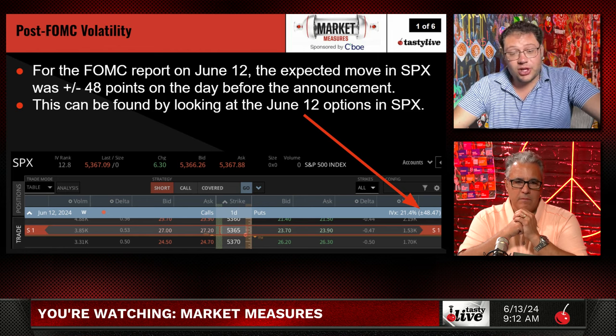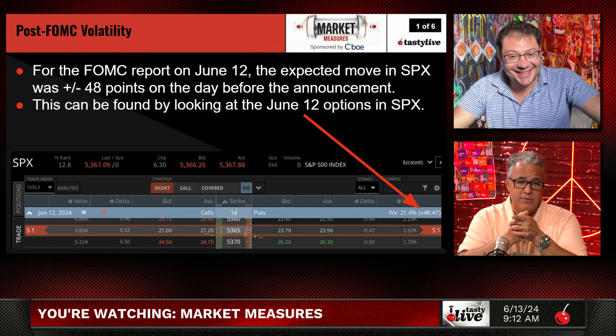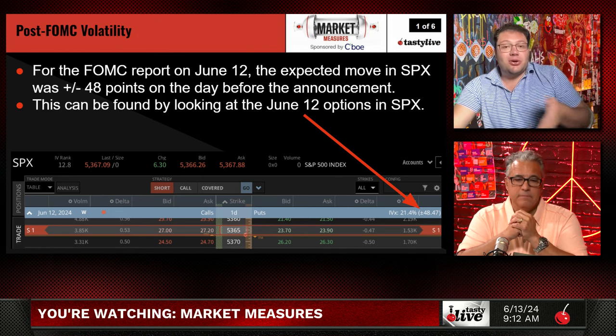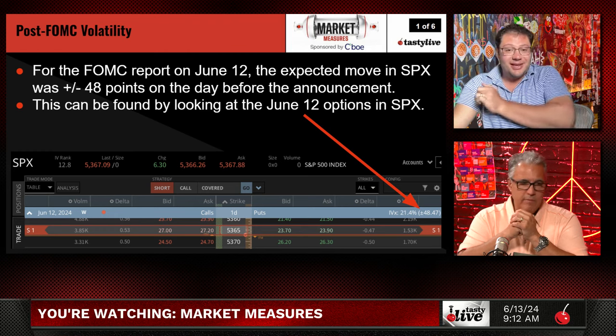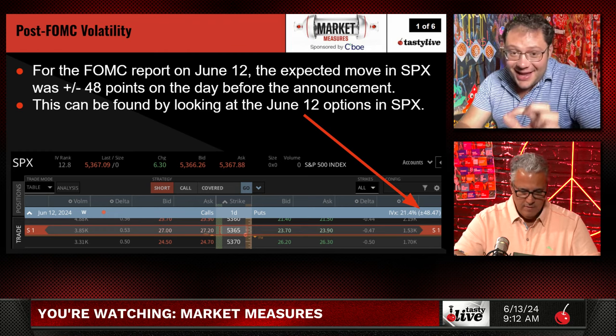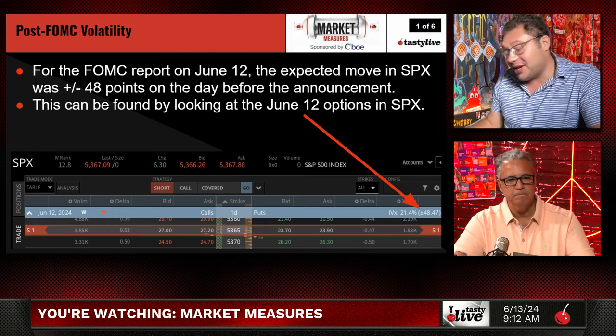Now, we didn't know this at the time, obviously, but yesterday the S&P was up, what was it, 45 points? Yeah, 46. It was off its highs, up 60 some odd at one point. But from open to close, 48, 45. So this time they nailed that one. That was almost kind of scary in a way.